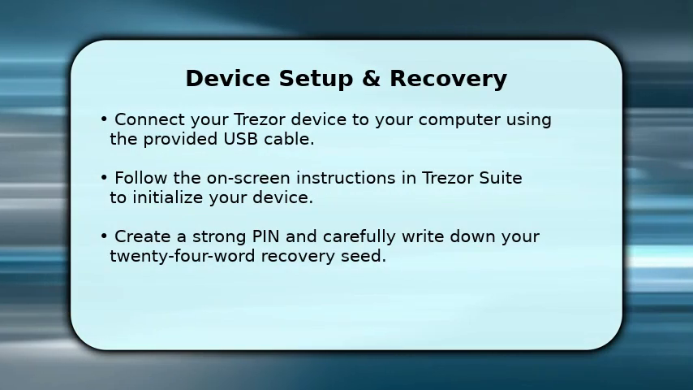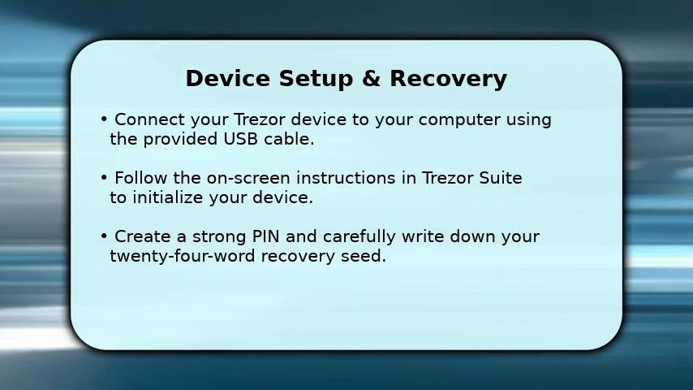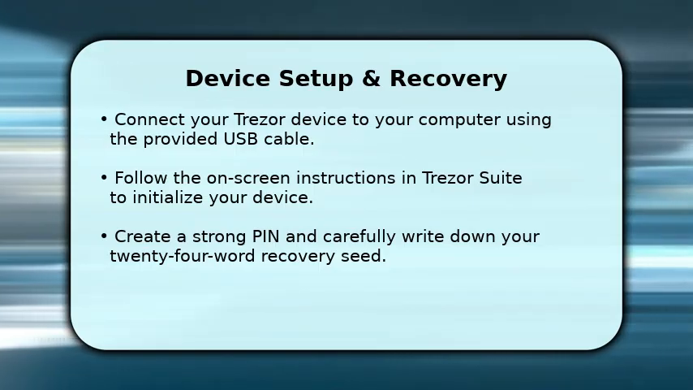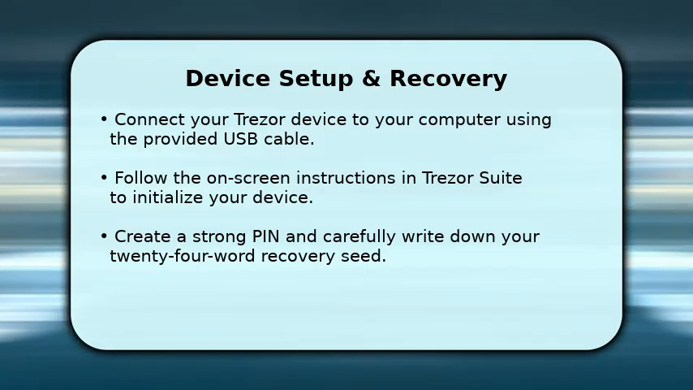Once Trezor Suite is installed, connect your Trezor device to your computer with the USB cable. The software will guide you through the initial setup process, which includes installing the latest firmware. You'll then create a unique PIN, a crucial security measure for daily use. Most importantly, you must carefully write down your 24-word recovery seed on the provided recovery sheet and store it in a safe, private location. This seed is your ultimate backup.